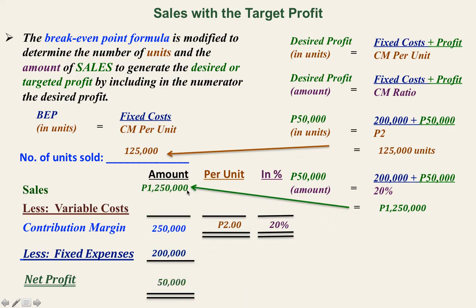1,250,000. By the way, class, inasmuch as we already calculated our selling price per unit at 10, we can also multiply 10 times 125,000, which will likewise give you 1,250,000. Okay, class. So now let us have some illustrations on the break-even point.